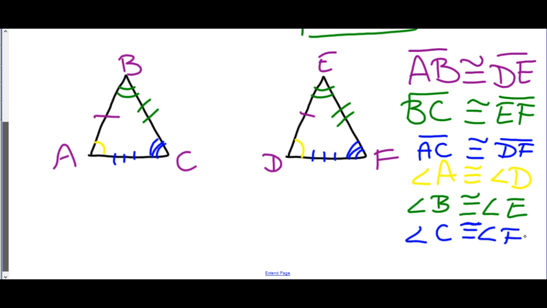So I know all three sides are the same and all three angles, 6 items total, which is why I thought 6. All three sides are the same and all three angles. That means these two triangles are congruent. Triangle ABC is definitely the same as triangle DEF.